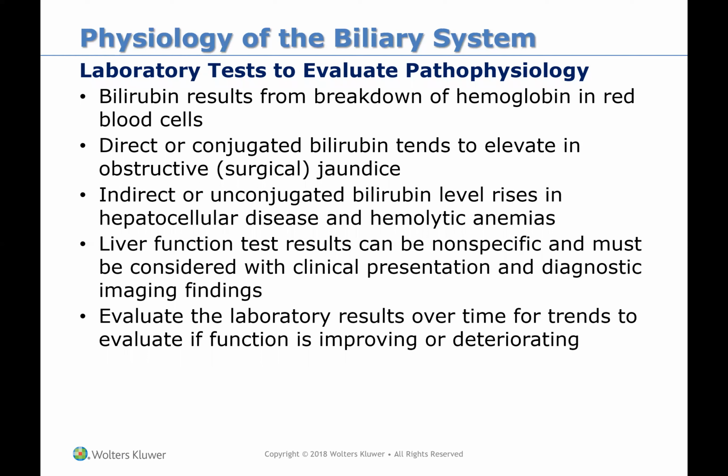Bilirubin results from the breakdown of hemoglobin in red blood cells. Direct or conjugated bilirubin tends to elevate in obstructive jaundice. So bilirubin is what makes you yellow, basically, if it's not going out of your body like it should.